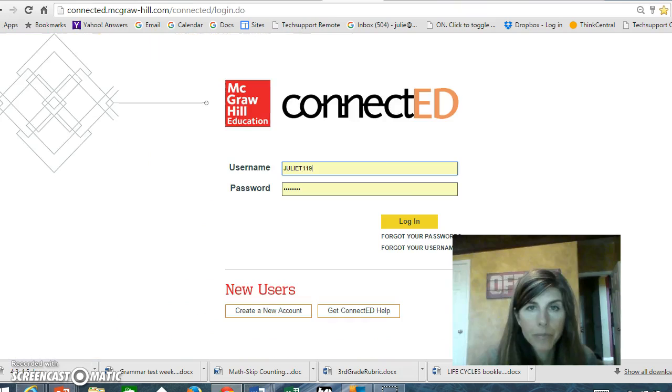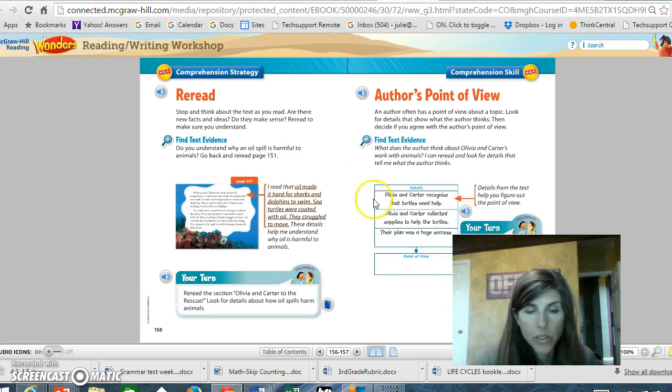So let's go ahead. You can find all these answers usually in your reading writing workshop book. That's in Wonders. It has a lot of good information in there. You can go over those. So the author's point of view, you worked on it last week. Remember, an author has a point of view about a topic. You want to look for details that show what the author thinks. Then you decide if you agree with the author's point of view.